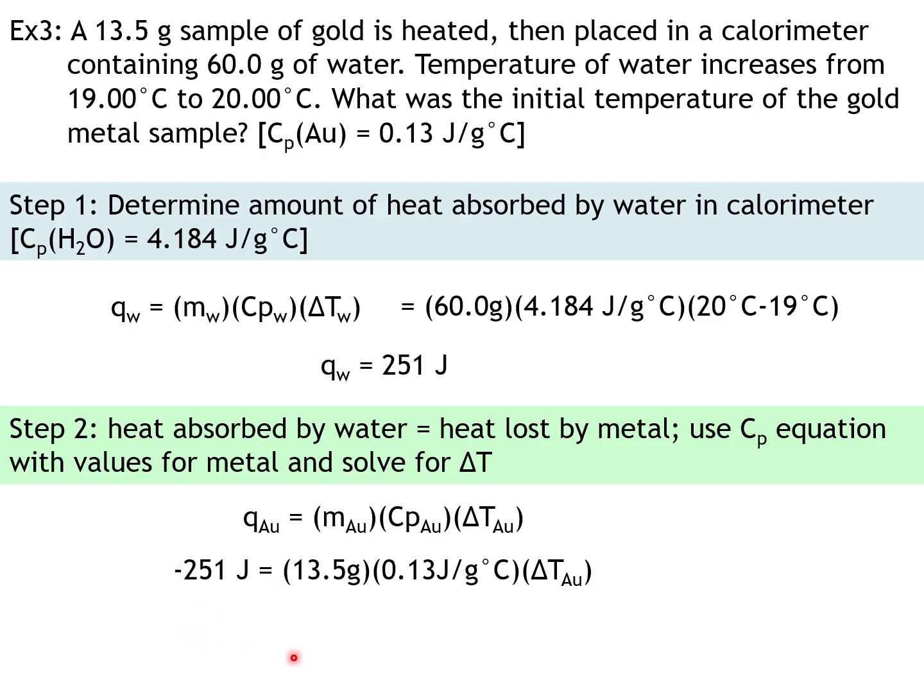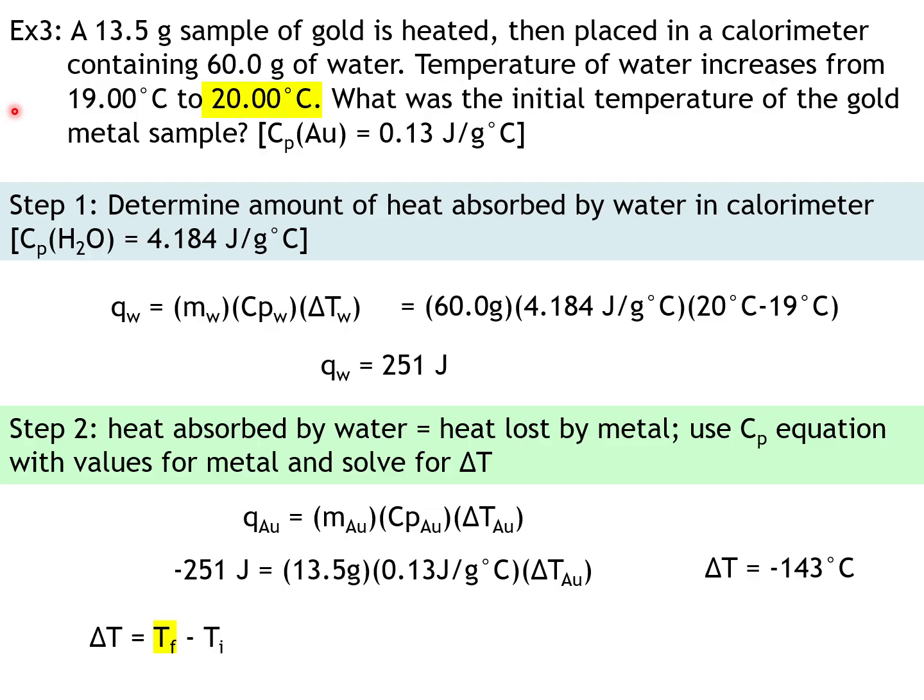All right, so we have negative 251 joules is equal to 13.5 grams for the gold times the heat capacity, which we just looked up, times delta T. You solve for delta T, and we get that the gold cooled off by a temperature of 143 degrees C.